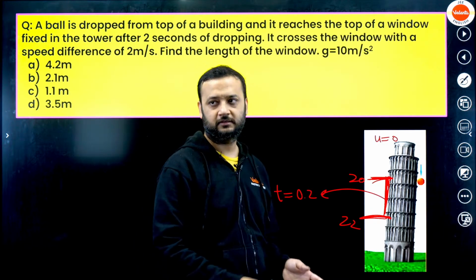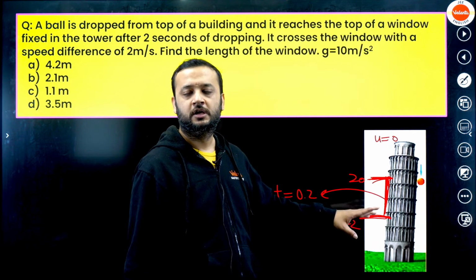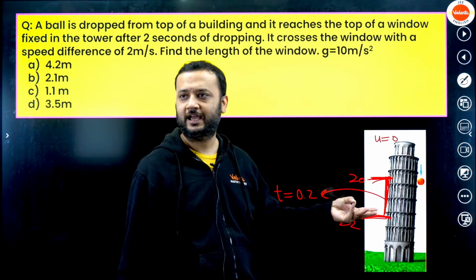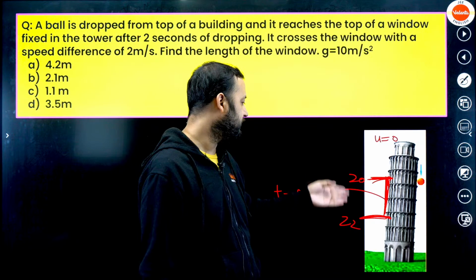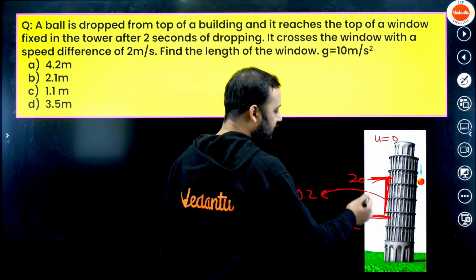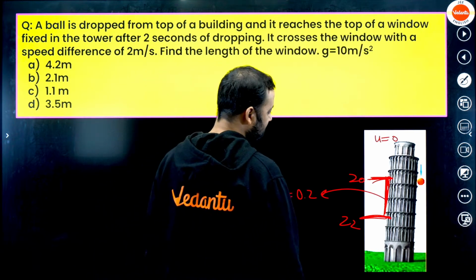Again, you have to think in terms of biscuits. Initially biscuits are 20 and final biscuits are 22, and you are eating at the rate of 10 per second. So in how much time will you be able to eat these biscuits? 0.2 seconds. Yes, in 0.2 seconds you will be able to eat the 2 biscuits. So that means time is 0.2 seconds.